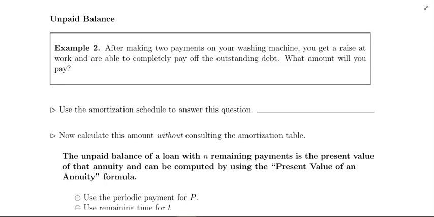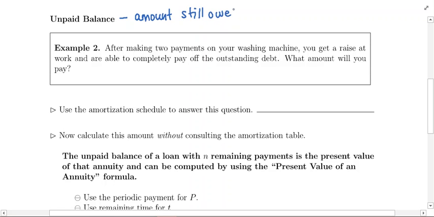All right, so towards the middle of page 4, we're going to start a discussion on unpaid balance. I've mentioned this phrase to you in an earlier video, but basically, unpaid balance is the amount still owed toward the purchase price.